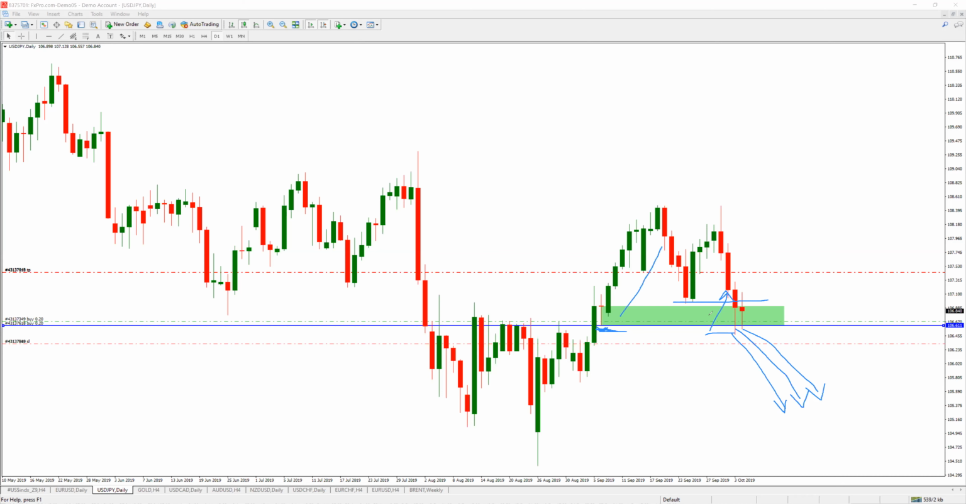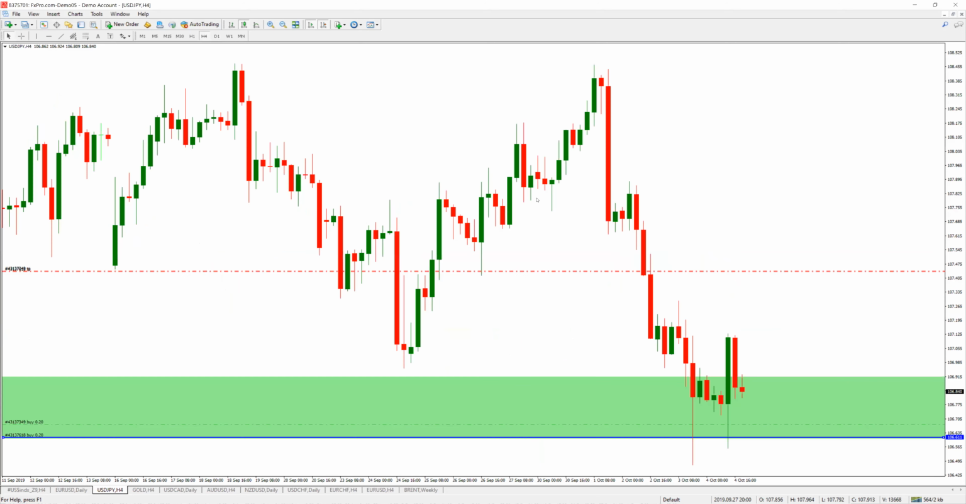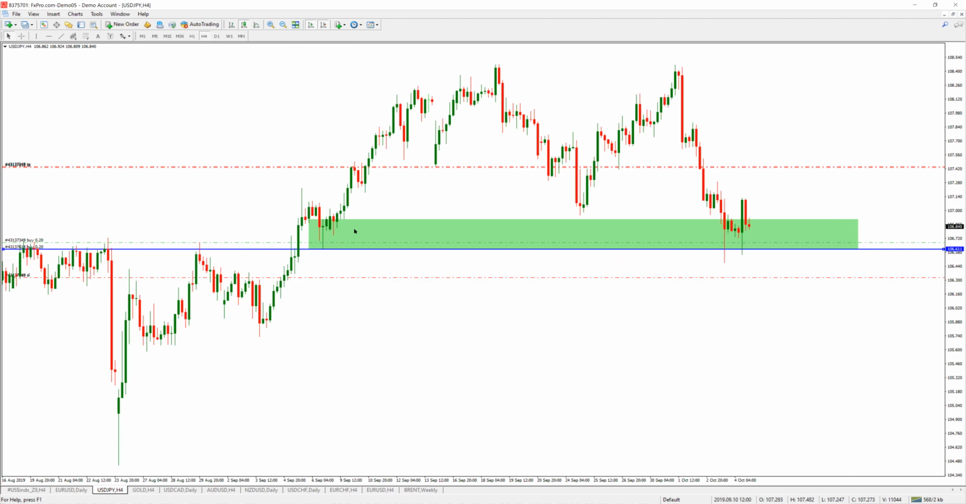Remember, there were people who went long. When the market came, they put their stop loss just below there. So that is going to provide liquidity for the institutional traders. So now I'm going to go to the H4 time frame. Take note of 106.60. Now, can you see the blue line determines the 106.60?